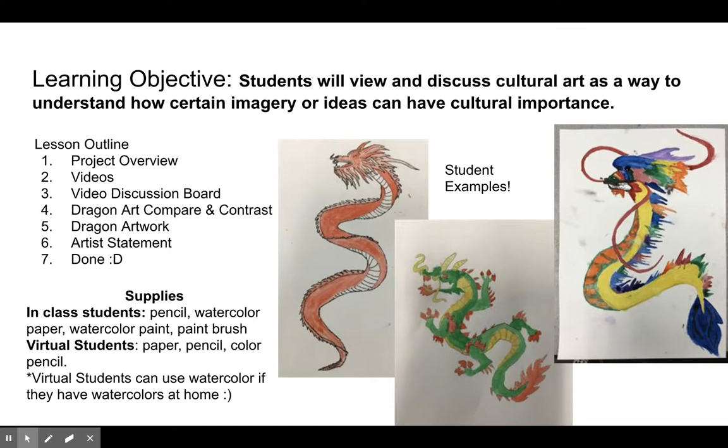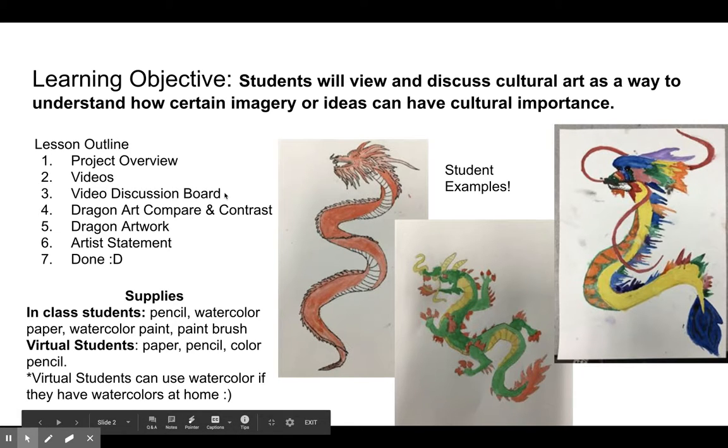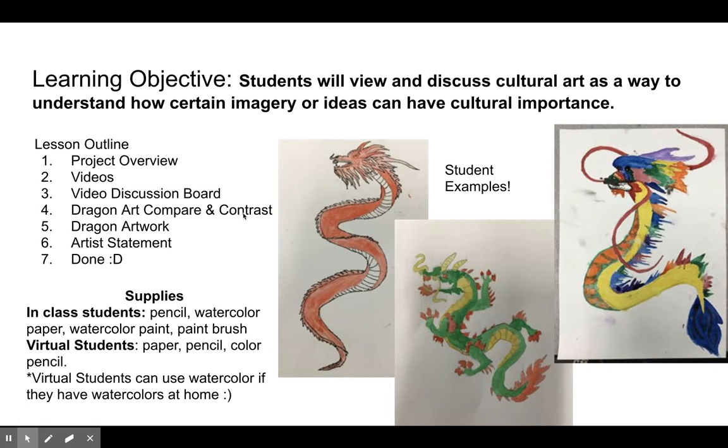As always, you have the project overview first, then we'll have a couple videos to watch about Chinese dragons and the importance in that culture. And then on Buzz, you're going to add something to the discussion board from what you learned from the video. There will also be a Google document on Buzz where you compare and contrast two different types of dragon artwork. You're going to want to make sure you complete that and upload it when you're done. And then we'll finally get to the art making.